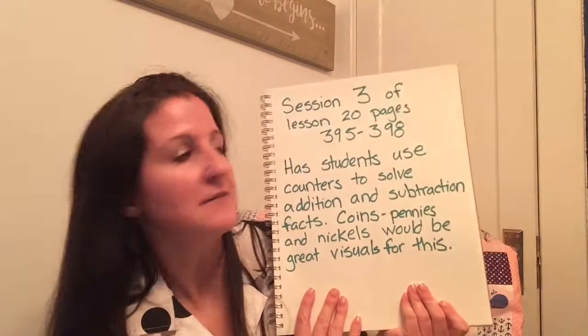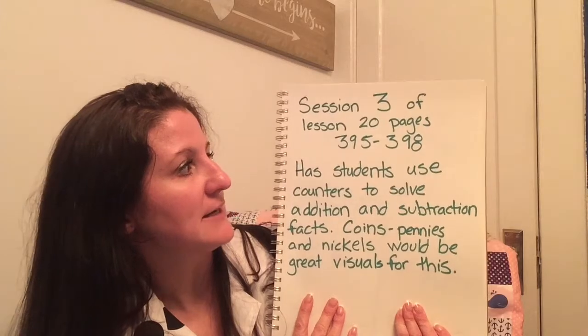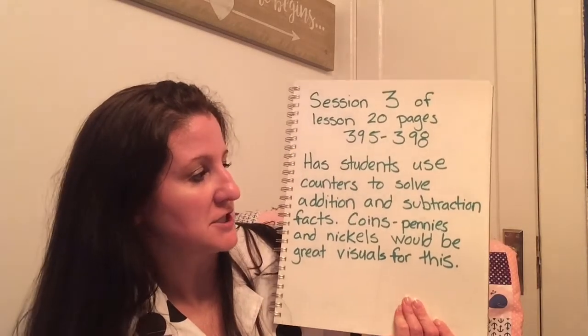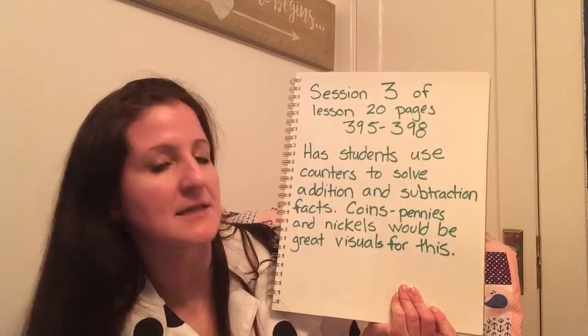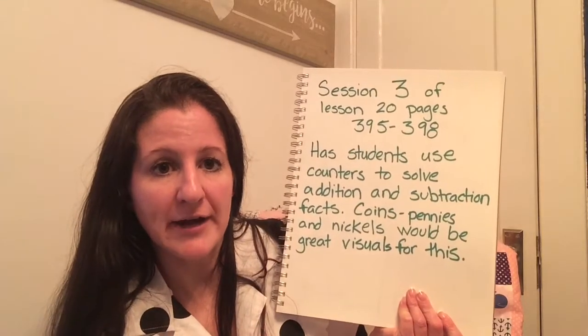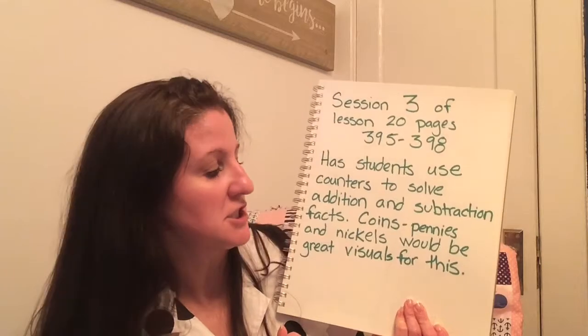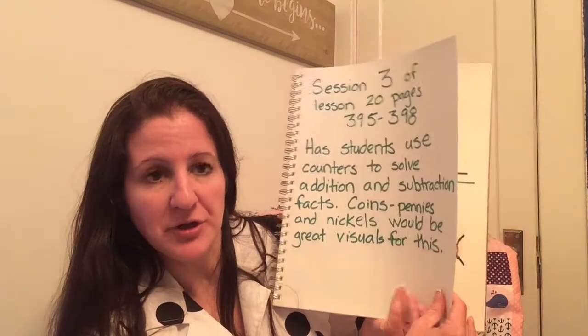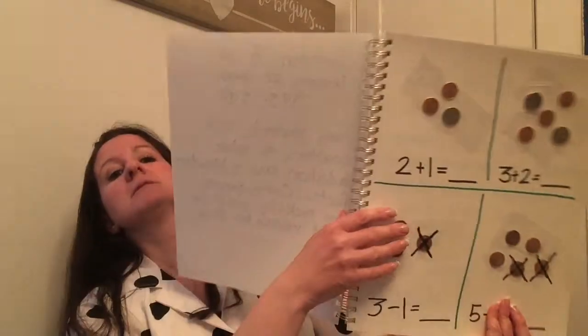In session 3 of lesson 20, on pages 395 to 398, it goes back and has the students use counters to solve addition and subtraction facts. So a great way for you to do that at home is to use coins, such as pennies and nickels. So I have made some visuals here to show you using pennies and nickels.